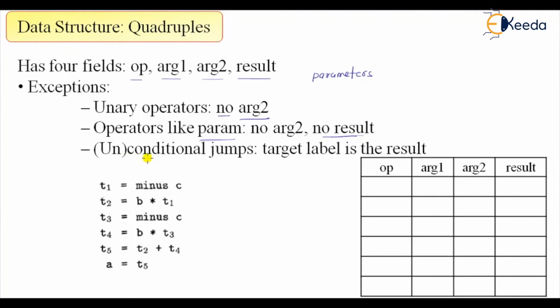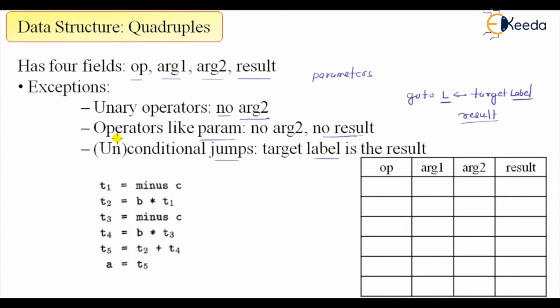For conditional and unconditional jumps, the target label will be in the result. So when we say, let's say, go to L, this is your target label, and that will be in the result part.